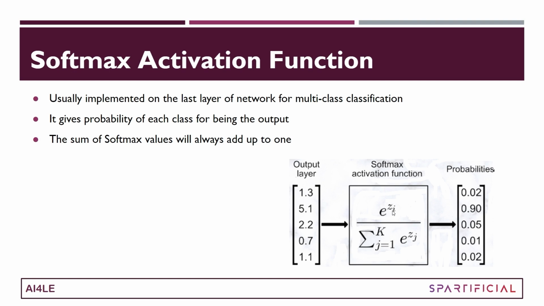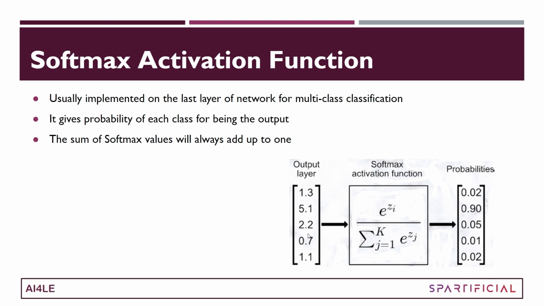If I'm talking about class 1, what is the probability of class 1? It is e to the power of 1.3 divided by the summation of all the e to the power terms, all the way up to e to the power of 1.1, and the output is 0.02. You can calculate this with a calculator, and correct to 2 decimal places, you will see that the answer is 0.02. Similarly, if you want to calculate the probability of class 2, it becomes e to the power of 5.1 divided by e to the power of 1.3 all the way up to again e to the power of 1.1. If you do this calculation, the output is going to be 90%.